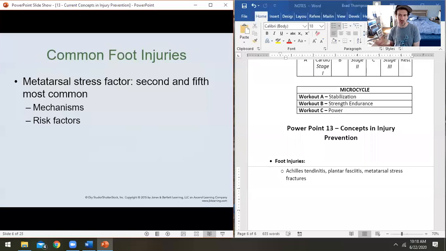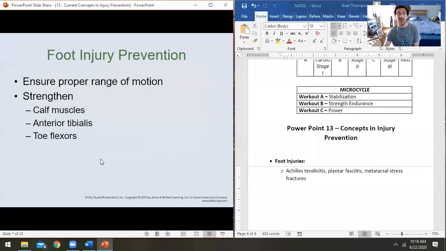So we want to make sure that we're strengthening our feet. How do we do that, right? Well, we can strengthen our calf muscles and make sure that they are properly mobile. Doing plenty of calf exercises while also continuing to work on mobility is absolutely going to be key for foot injury prevention.